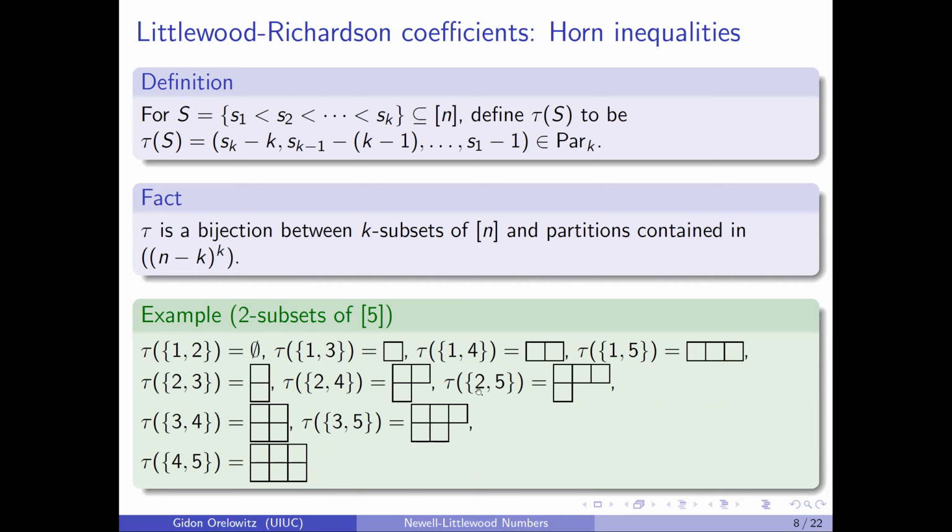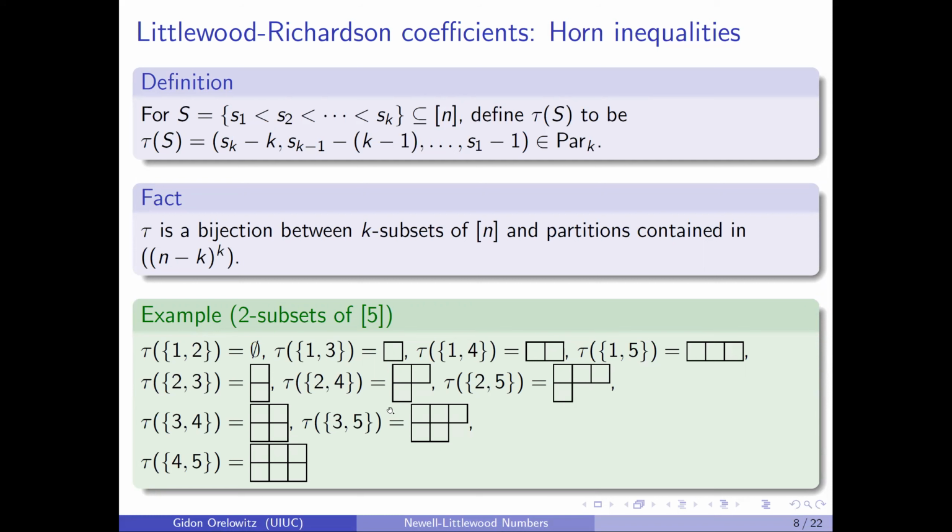So for example, (2, 5): you subtract 1 from the 2, 2 from the 5, and you get (1, 3). That's going to be weakly decreasing. So that's a partition, specifically (3, 1). And what's nifty about this tau function, you can prove that it actually gives a bijection between subsets of n of k elements, and partitions with at most k rows and n minus k columns.